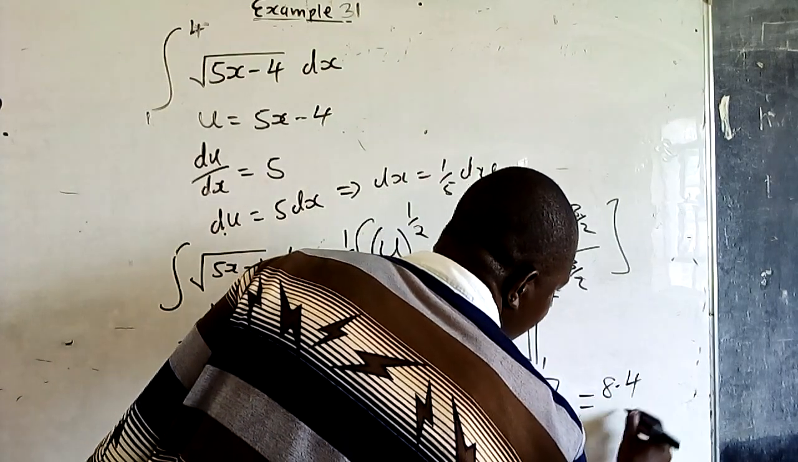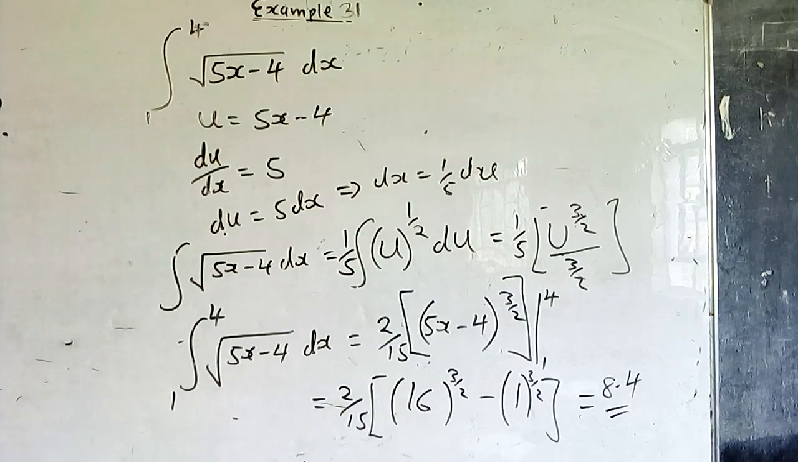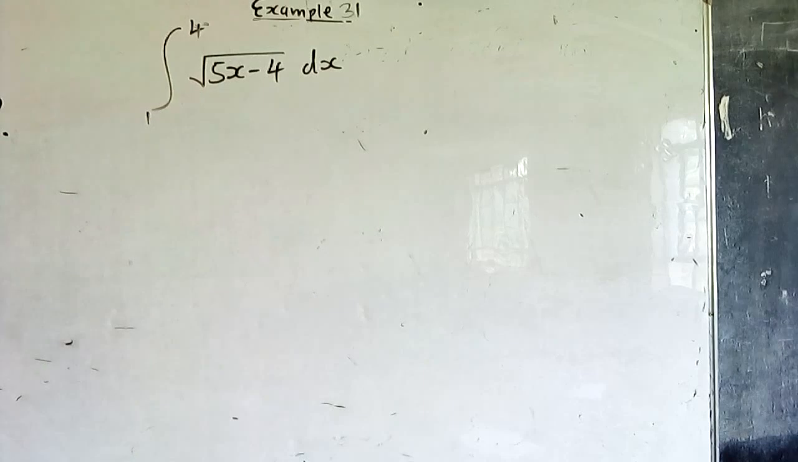8.4, good. You get the final answer there to be 8.4. And you've dealt with that given the integral from 1 to 4 of the square root of 5x minus 4 dx.